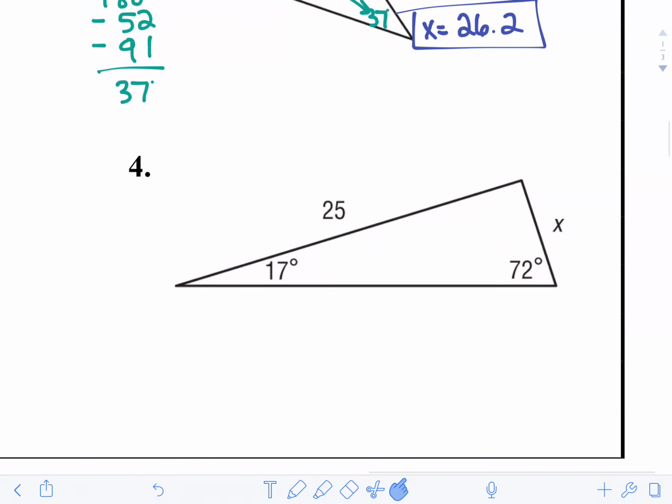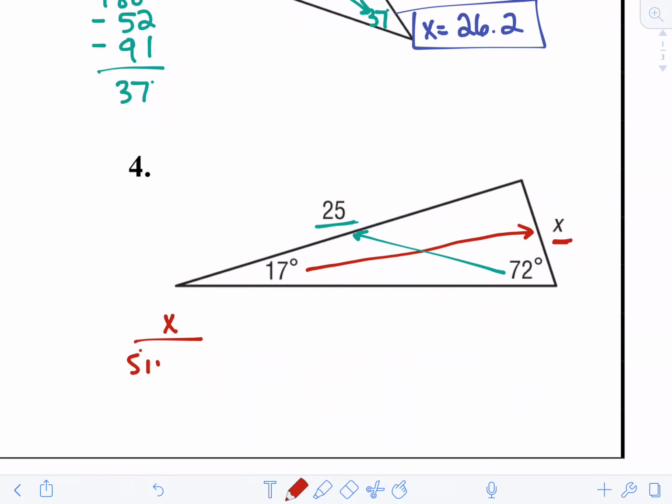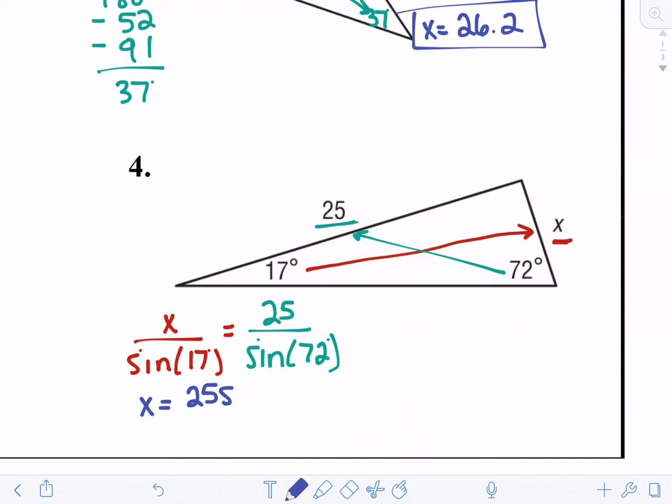Right, last one. Again, look at your sides. So x is across the 17. 25 is across 72 degrees. So I have everything I need to set my proportion. X over sine of 17 is equal to 25 over sine of 72. So when you cross multiply, x would be equal to 25 times sine of 17 divided by sine of 72. And so multiply and then divide, round to the nearest tenth, you will get 7.7.